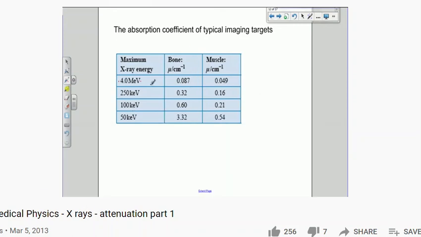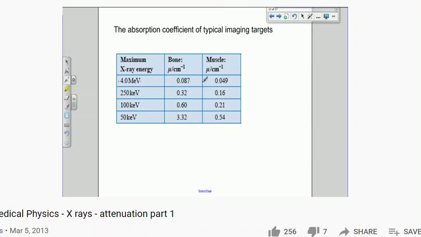You can see that as the X-ray energies go down, the absorption coefficients for bone and for muscle both increase. Okay, so at low energy X-rays, both bone and muscle are better at absorbing X-rays, i.e. they absorb low energy X-rays much better than they do high energy X-rays, which is kind of what you expect.